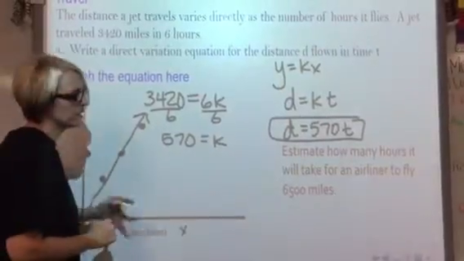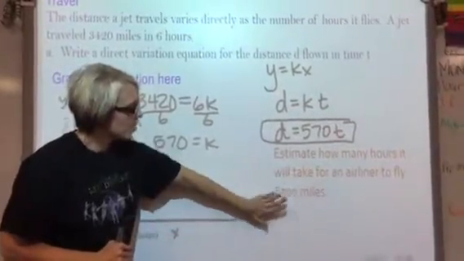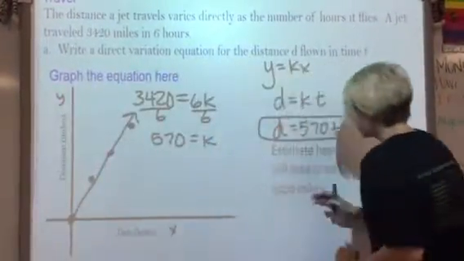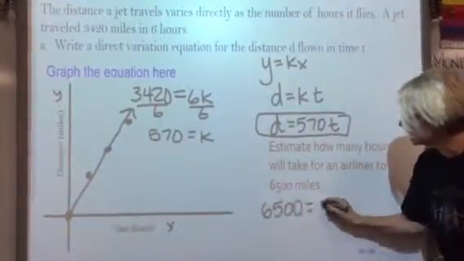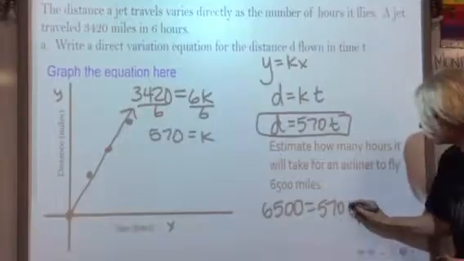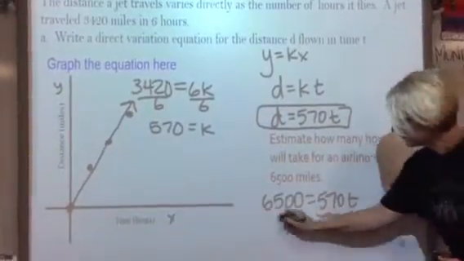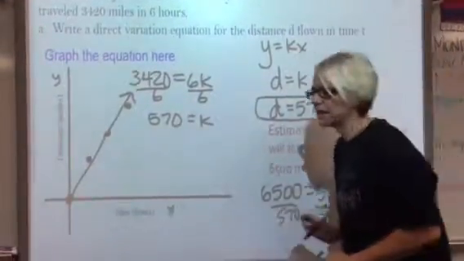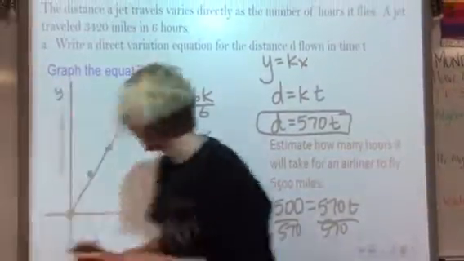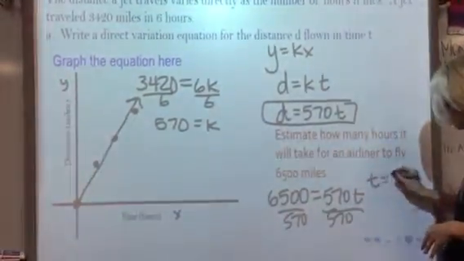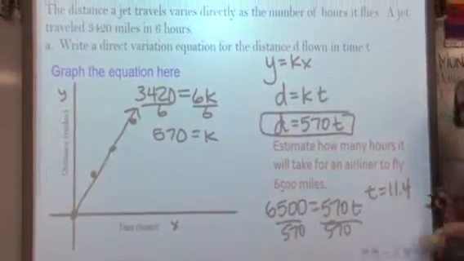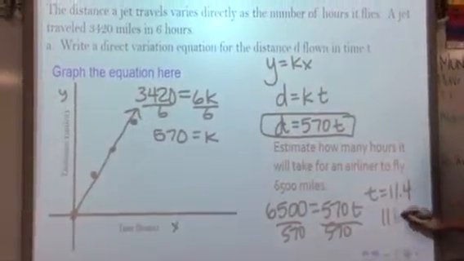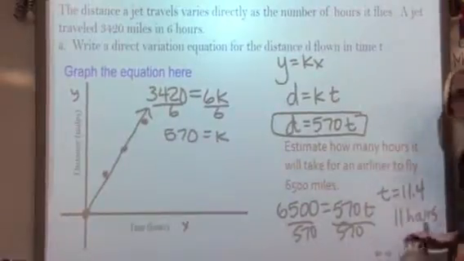So if we wanted to estimate how long it would take us to fly 6,500 miles, I would just plug in here. 6,500 is equal to 570 t, divide by 570. Type that in on my calculator here, and I get about 11.4. So in the real world, you would say a little bit more than 11 hours. Okay? And so you'll try a real-world problem on your own.